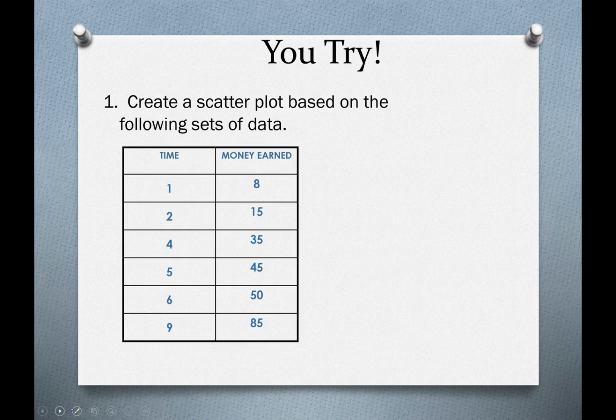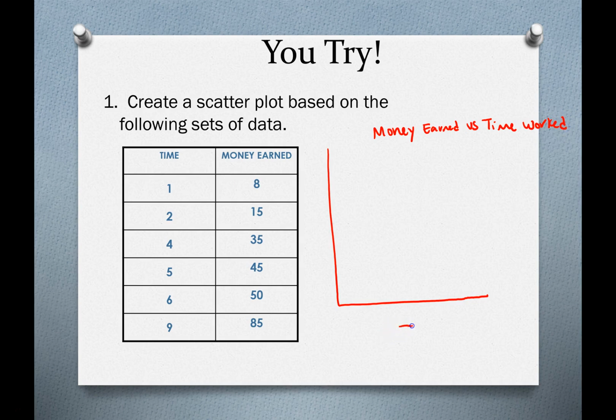So we're going to go ahead and create a scatter plot based on the following set of data. The first thing we do is figure out which one's the x and which one's the y, and in this case it's pretty obvious because it's in a table. But it is true that the money you earn depends on the amount of time that you're working, so that does make sense. I'm going to create my x and my y, and I'm just going to call this one money earned versus time worked.